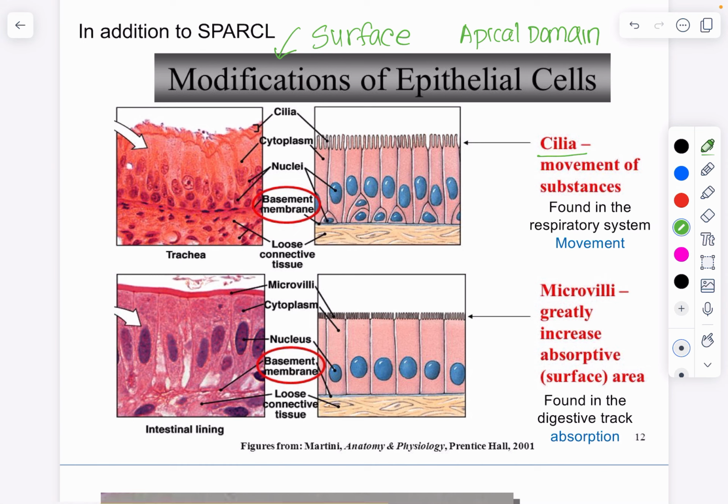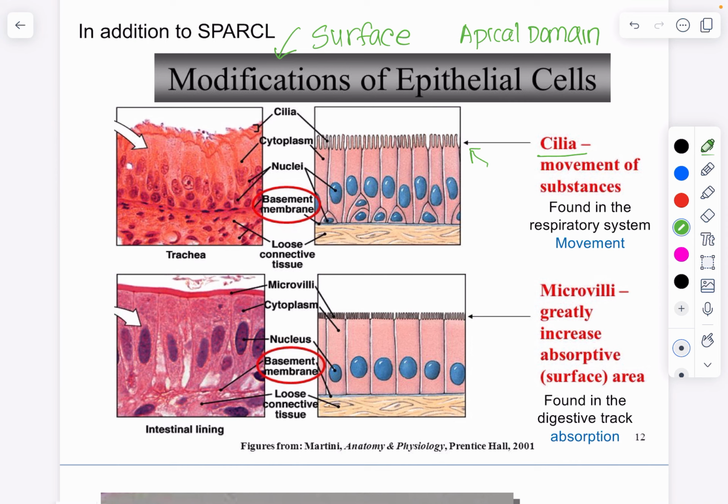So cilia is a structure that resides on the surface of the cell. It is a separate structure from the cell, and what it does is it exists as like a waving motion. So it has movement to it. So it's found in the respiratory tract.